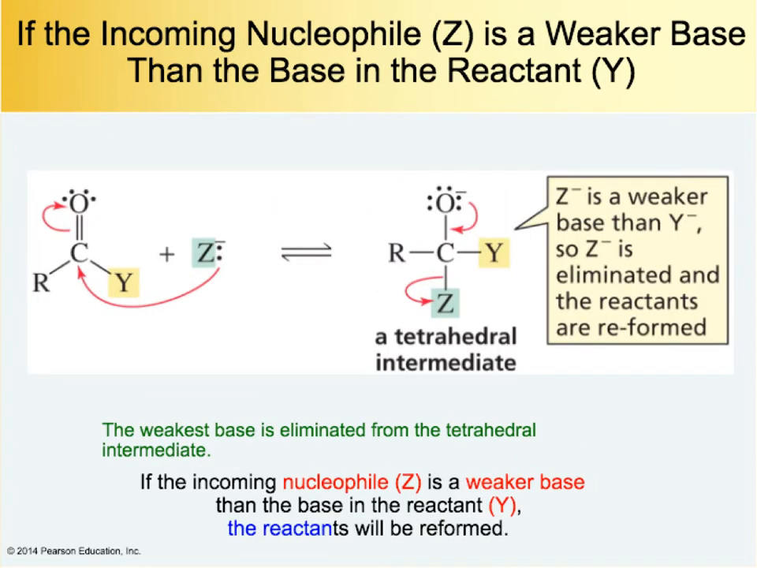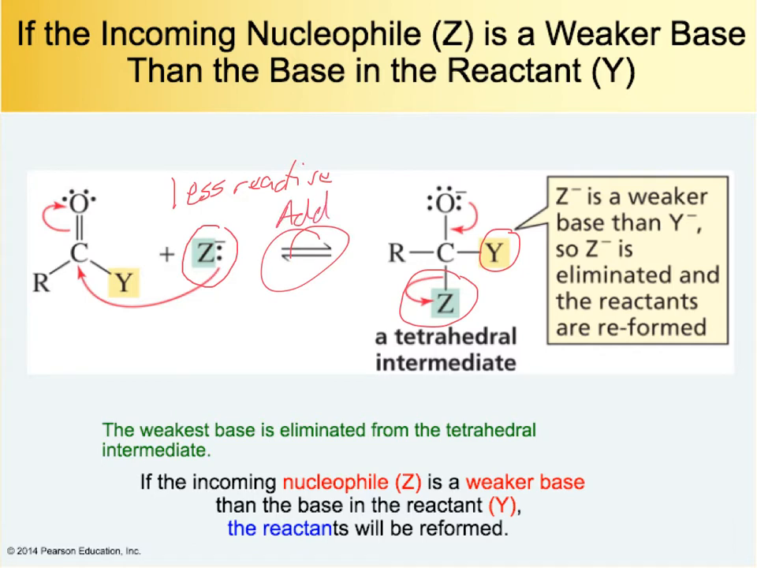So what can sometimes happen? Remember, these are equilibrium processes, so we can shift equilibrium. But if Z minus is essentially less reactive than Y minus, this reaction's not going to go very much. It's just going to kick back out. The Z minus will add in, we'll do the addition, we'll do the elimination, but we'll get back to the same thing we started with because Z minus is the better leaving group.